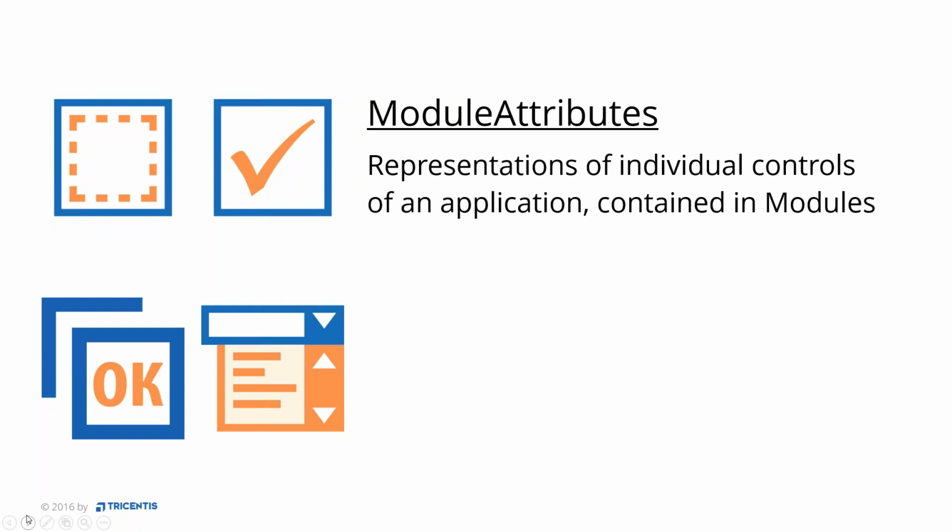Now within a module, the controls, the text boxes, the representations of the individual controls of an application are called module attributes. You'll see more of these later when Sarah goes into some details of how to create a module. But you'll be able to see they're all graphically represented so that you know that a checkbox, a tick box is a tick box, etc.